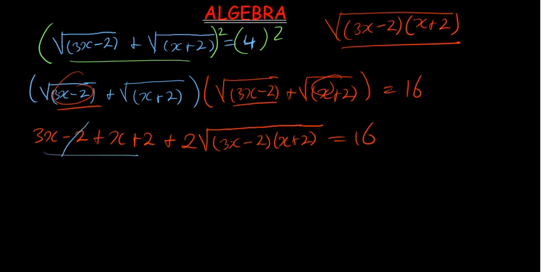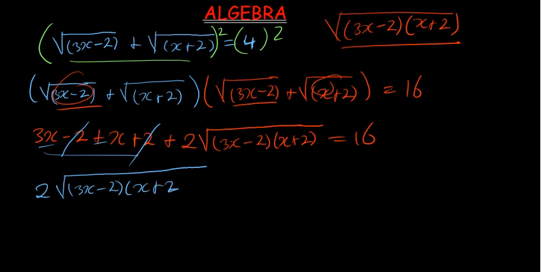So now you can take these on the other side, and you realize the 2 will go and that other 2 will go. So here what you're going to have is the 4x. You're meaning you have 2 root of 3x minus 2 times x plus 2, you close. Then this will be equals to 16. Remember we have our 4x, which is going to be on the other side.